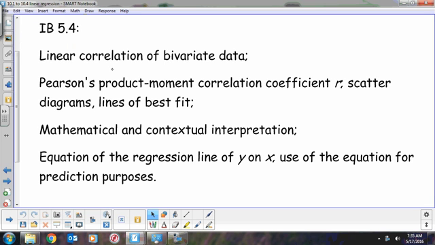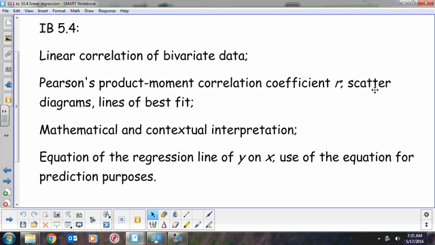All right, linear regression is going to tell us how well data fit a line. Bivariate data means you have to have ordered pairs. Your data is in two variables. The Pearson product moment correlation coefficient, R, is a tool that lets us know how well it fits.